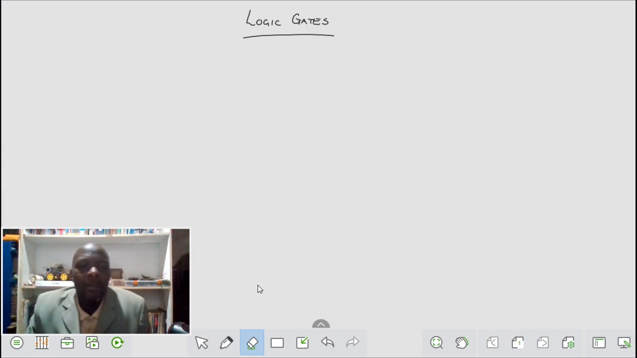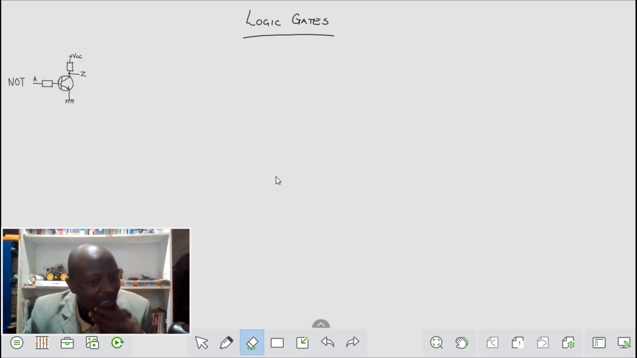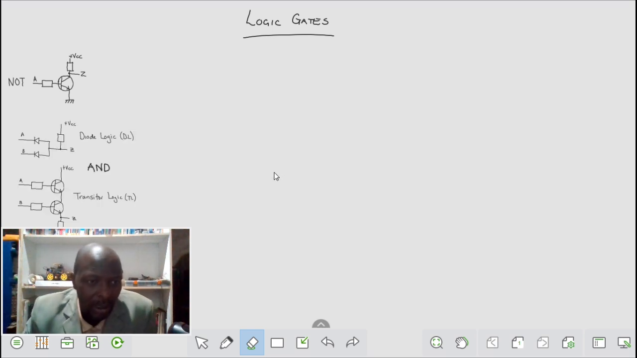Okay, we are back. We are looking at logic gates. We've looked at the NOT gate, which was our first gate, a basic transistor circuit. We then looked at the two AND gates, the diode logic and the transistor logic. We did all the relevant circuits.